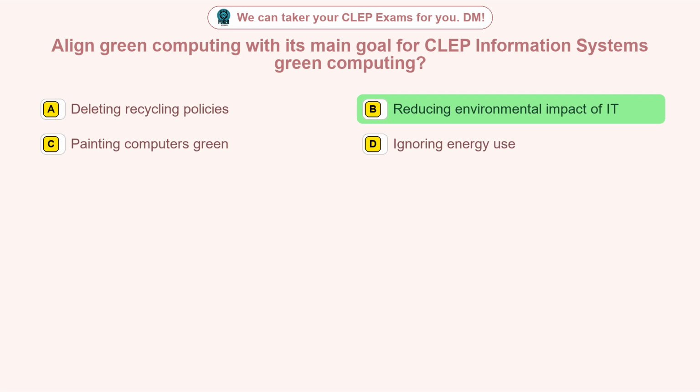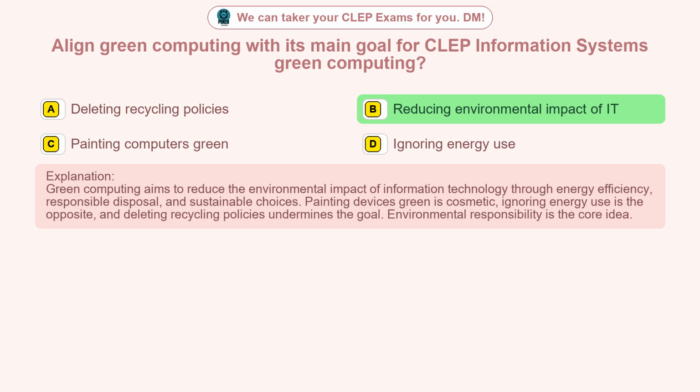The correct answer is option B. Reducing environmental impact of IT. Green computing aims to reduce the environmental impact of information technology through energy efficiency, responsible disposal, and sustainable choices. Painting devices green is cosmetic, ignoring energy use is the opposite, and deleting recycling policies undermines the goal. Environmental responsibility is the core idea.